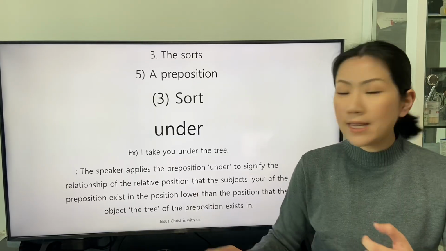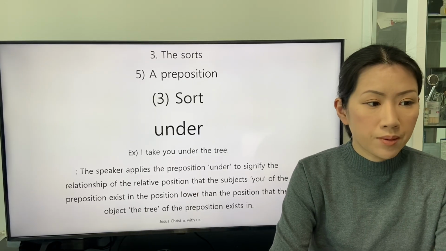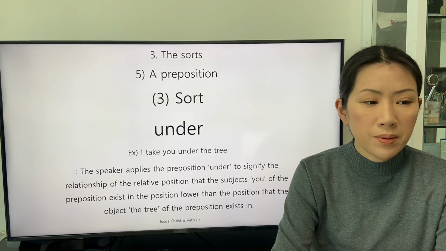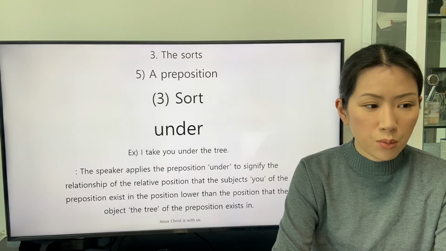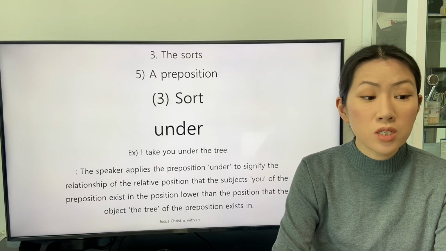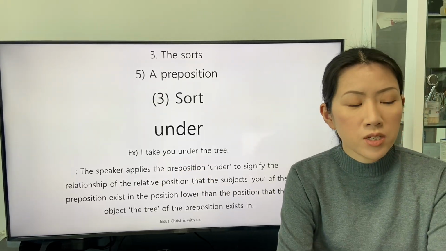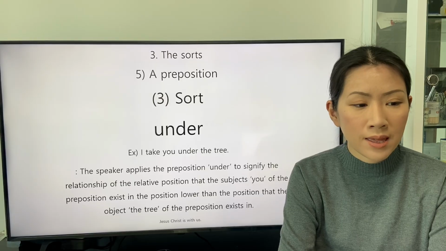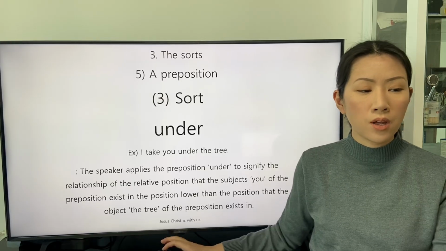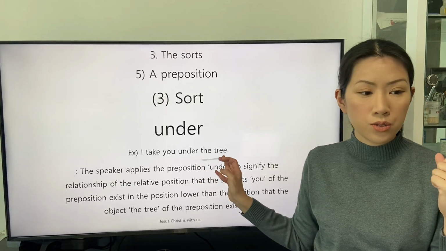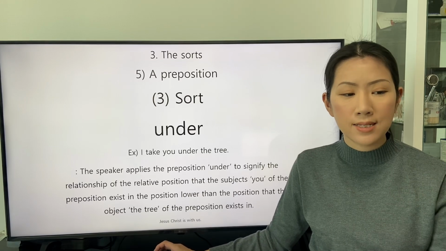There is a clause, I take you under the tree. The speaker applies the preposition under to signify the relationship of the relative position that the subject, you, of the preposition exists in the position lower than the position that the object, the tree of the preposition exists in.